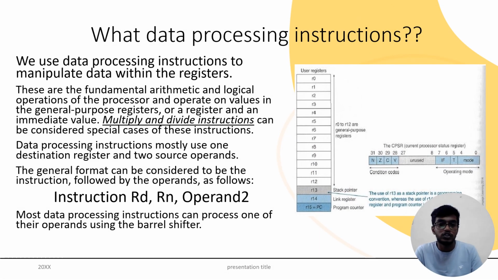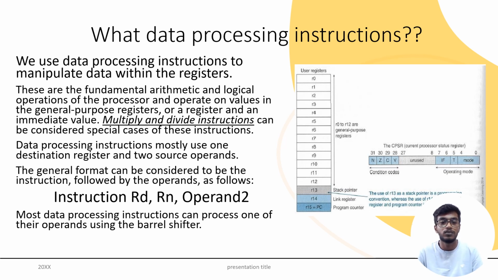What is a data processing instruction? Data processing instructions can be used to manipulate the data within the registers. These are the fundamental arithmetic and logic operations of the processor that operate on the values in the general purpose registers and immediate values. Multiply and divide instructions can be considered special case instructions. Data processing instructions mostly use one destination register for two source operands.